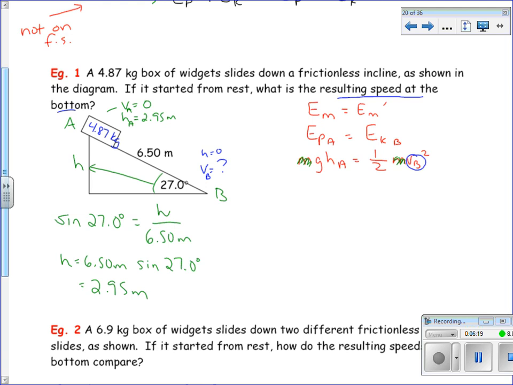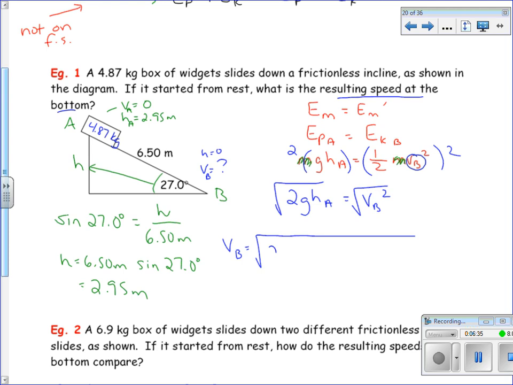So first we're going to multiply each side by 2. So we get 2 times g times h, the height at A, is equal to v at B squared, and then we just square root both sides to get our velocity. So the velocity at B is the square root of 2 times 9.81 meters per second squared times the height of 2.95 meters that we found. And that gives us a speed here of 7.61 meters per second.